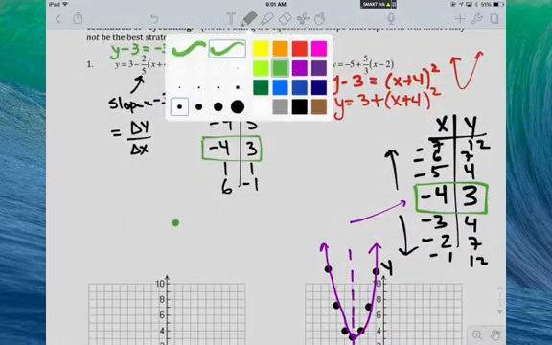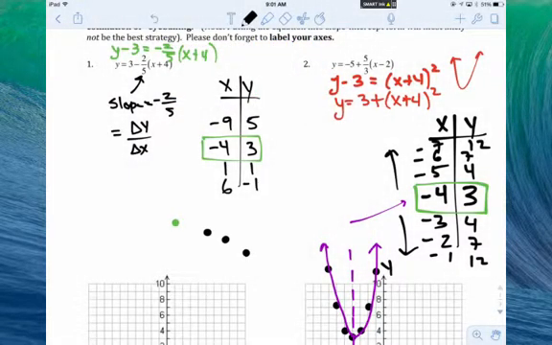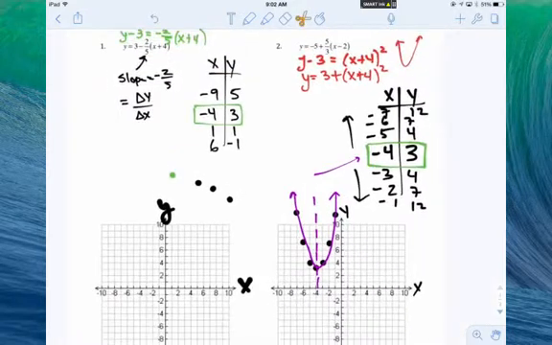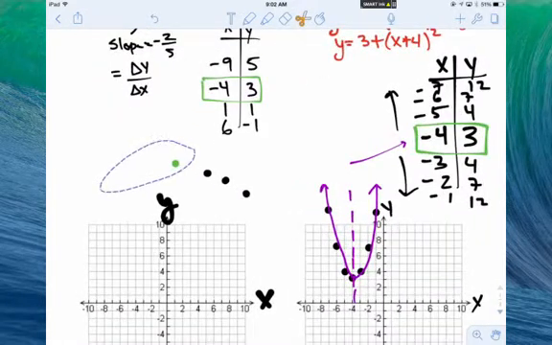I'm going to do one of them in green, and I'm going to do 1, 2, 3 of them in black. Of course, I want to label my axes. And so let's see, we've got a really important point, -4, comma 3, ding, ding, ding, which is awesome.